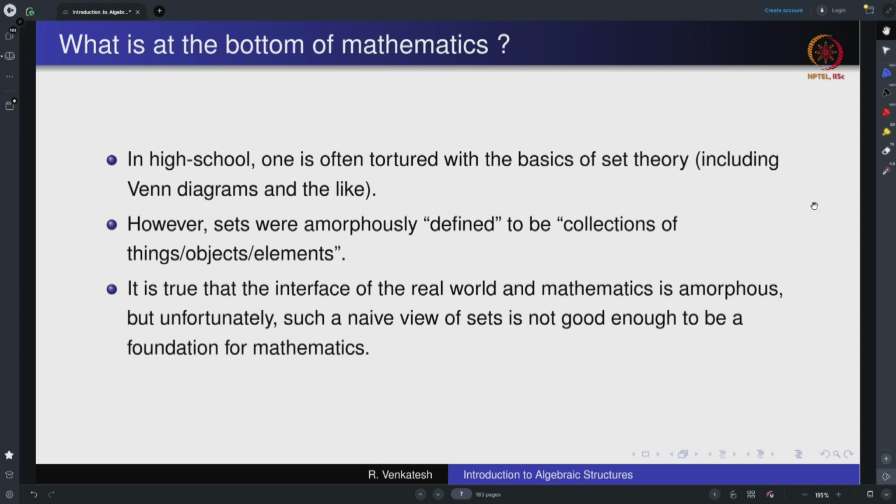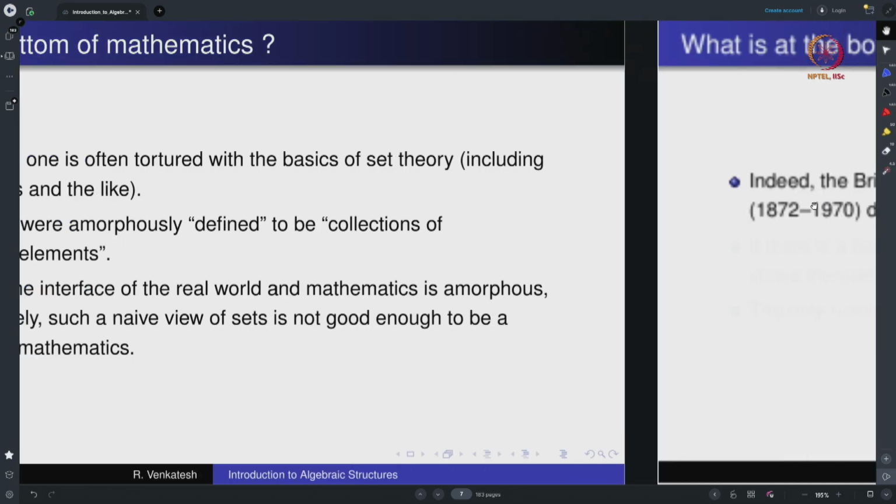So, one has to be rigorous. That is what we as mathematicians like. We have to make everything very rigorous. Defining a collection of some things satisfying some properties is not good enough. Sometimes that will lead to some ambiguity, and we want to avoid such ambiguities.